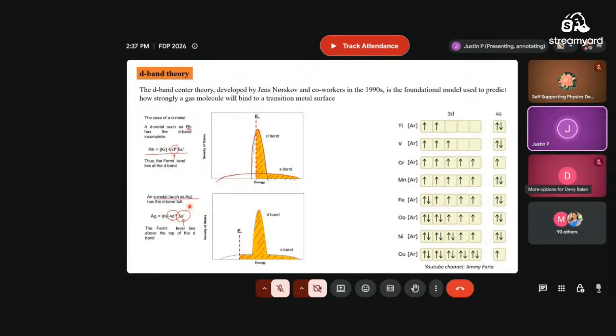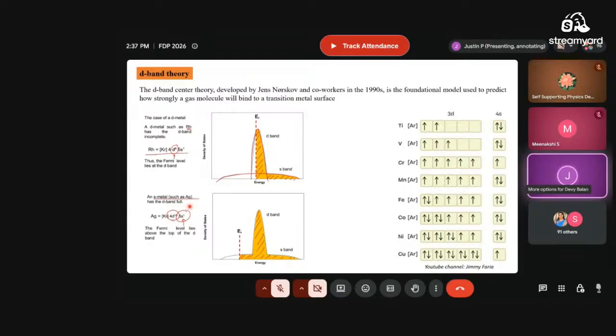Okay, but we also studied the Fermi level, right? The maximum energy an electron can occupy at absolute 0 Kelvin temperature. So that Fermi level will fall near to the D band or far from the D band. That is very important. That will determine your catalytic activity.